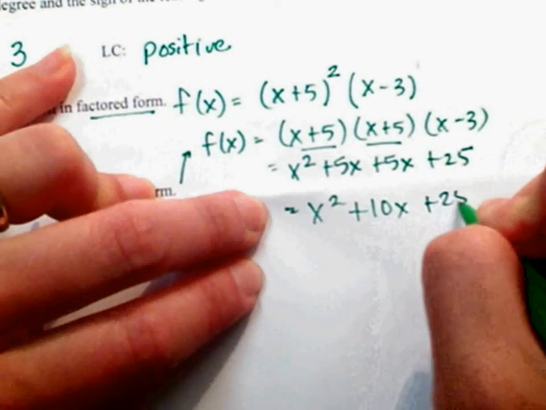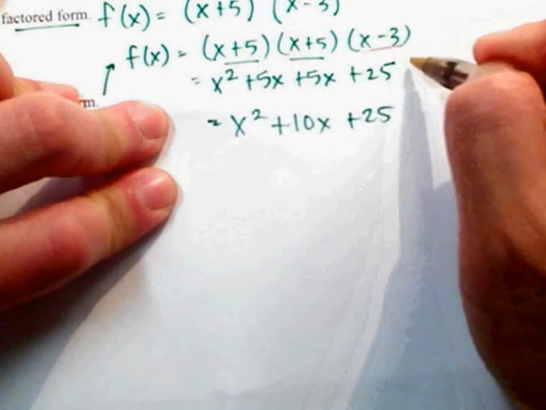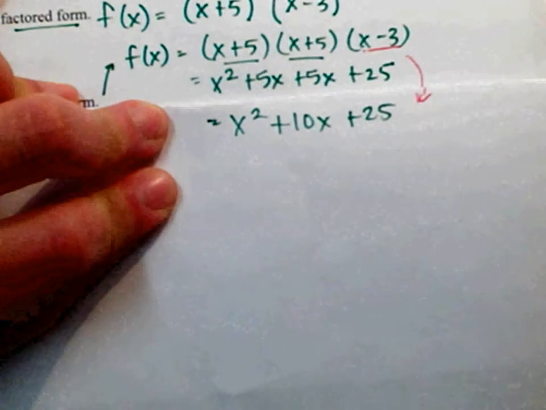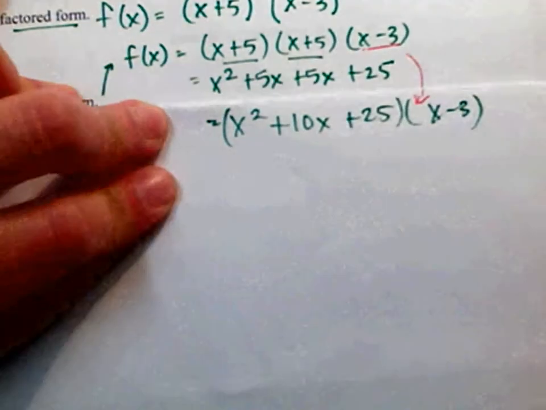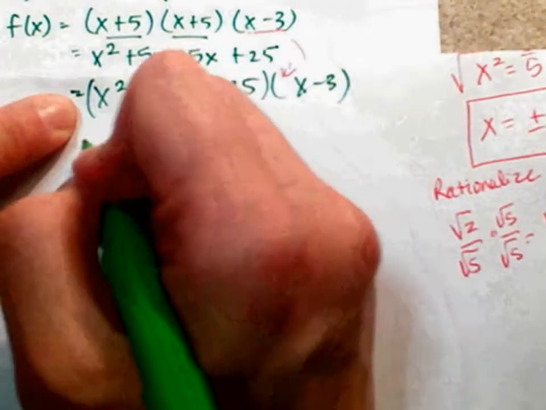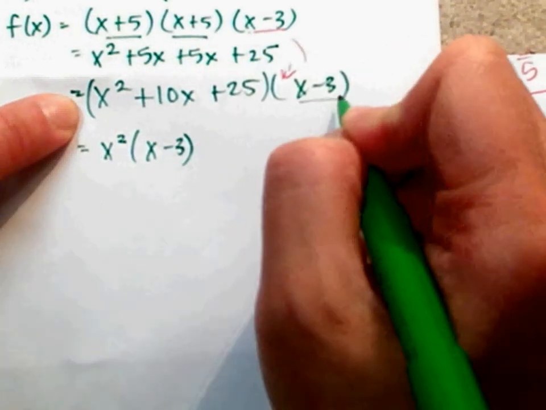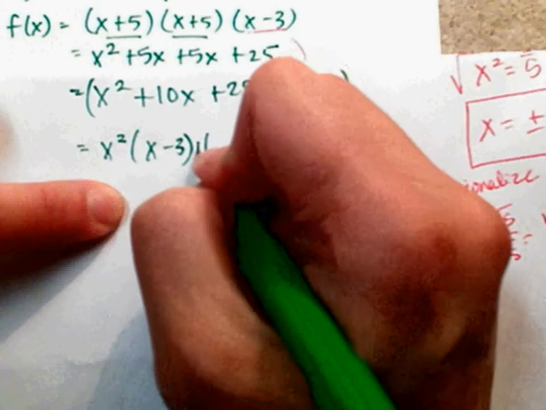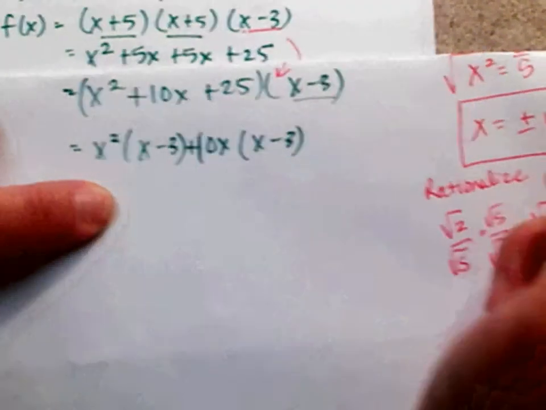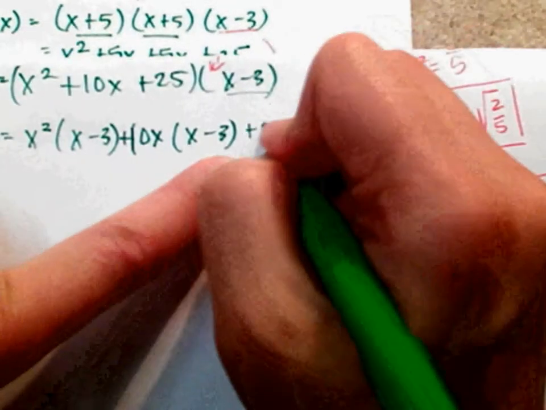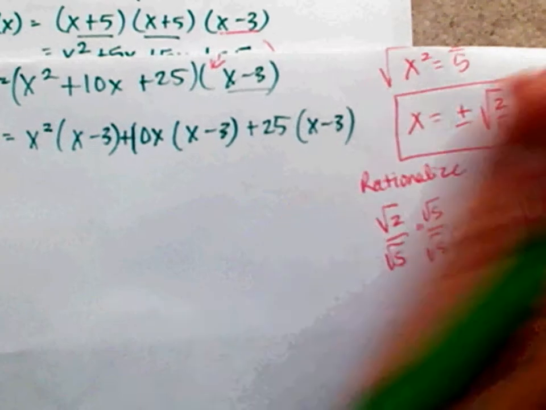Now, bring this one down to right here. So you have x minus 3. Take that first term, x squared, times all of your second, plus 10x times x minus 3, okay? Plus 25 times x minus 3. And now all you have to do is distribute. So, ignore this part.